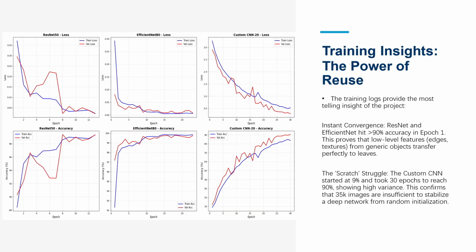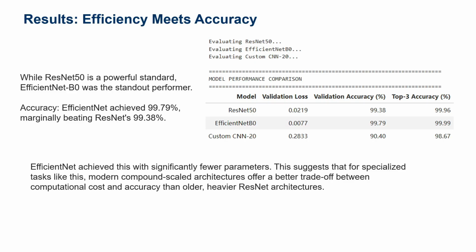Even though the dataset has over 35,000 images, it is still not large enough to reliably train the deep 20-layer network from random initialization. But pre-trained models, on the other hand, require almost no warm-up and immediately lock onto useful patterns. So the takeaway is clear: feature reuse is incredibly powerful, and transfer learning dramatically accelerates convergence while improving stability and accuracy. Our results show that EfficientNet B0 performs best overall.